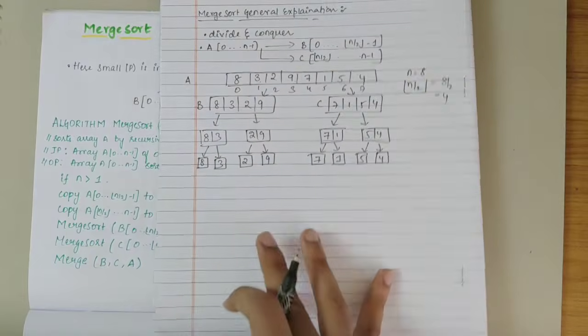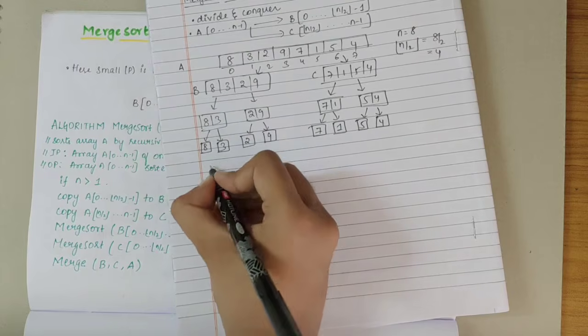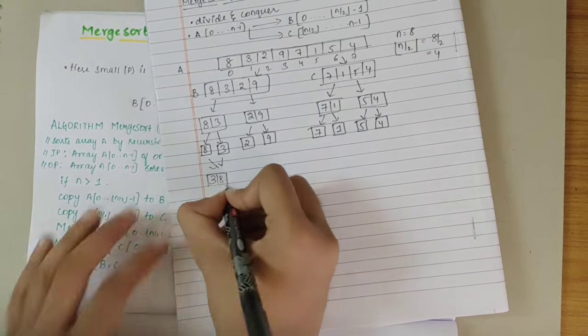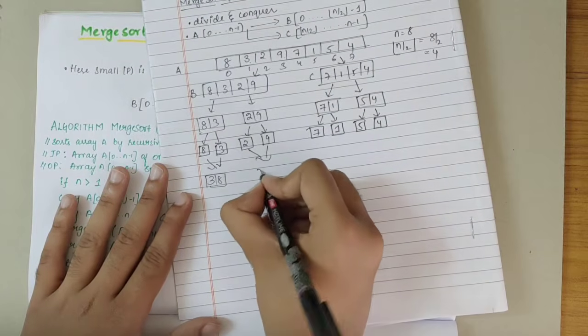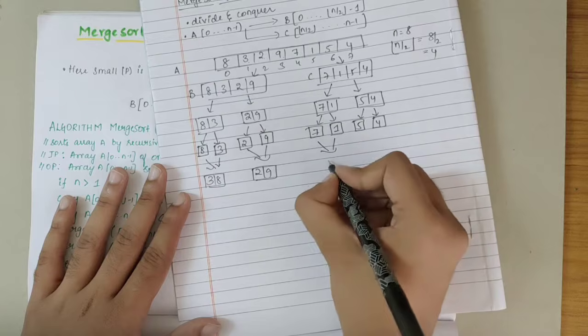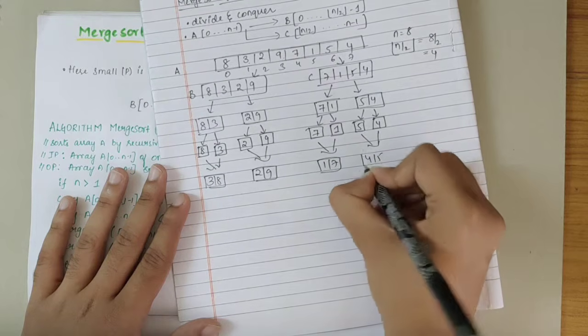In order to merge, these would be merged in sorted order. When I merge these two, I will get 3 and 8. When I merge these two, I would get 2 and 9 as it is, because they are already in proper order. If I merge these two, I get 1 and 7. When I merge these two, I would get 4 and 5.